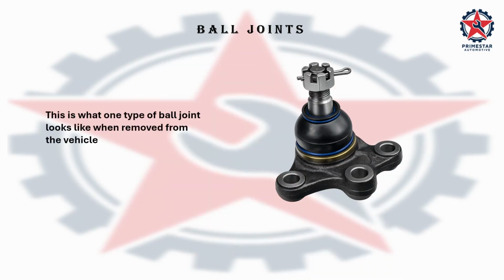This is what one type of ball joint looks like when removed from the vehicle. Designs vary. Some are bolted, some are pressed into the control arm, and others are supplied as part of a control arm assembly. Depending on the suspension design, a ball joint may also carry part of the vehicle load.